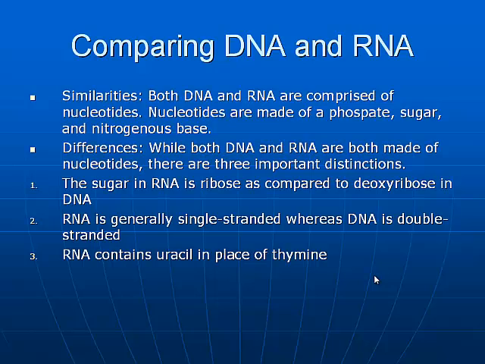And the third important difference is that RNA contains uracil in place of thymine. That means that adenine will base pair with uracil instead of thymine when you're dealing with RNA.